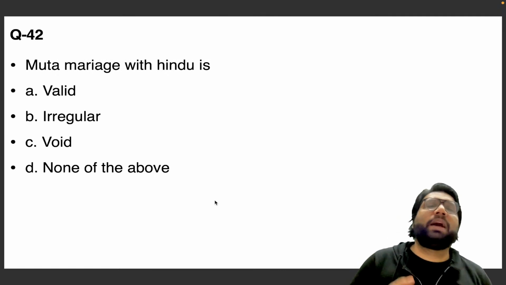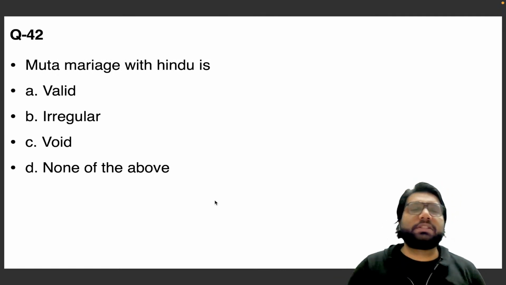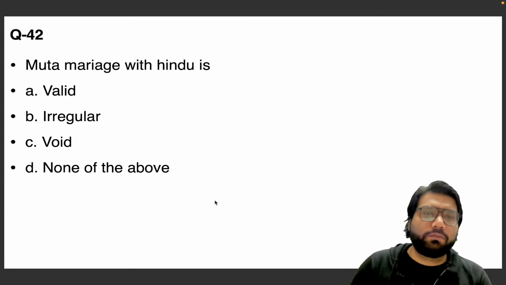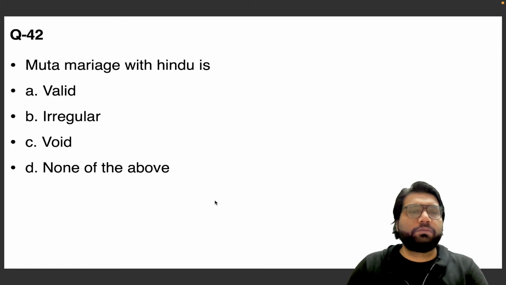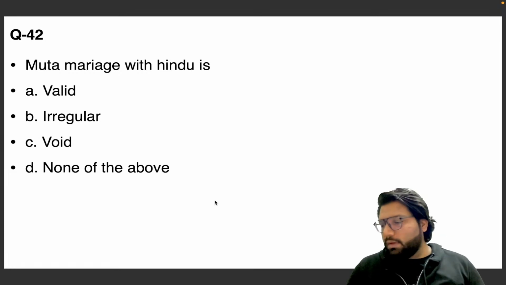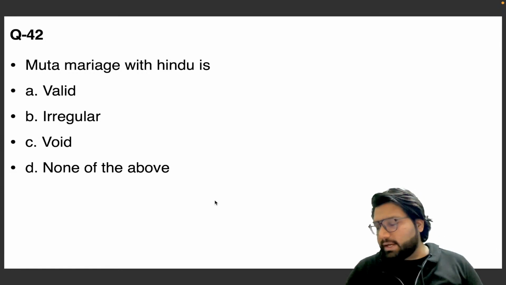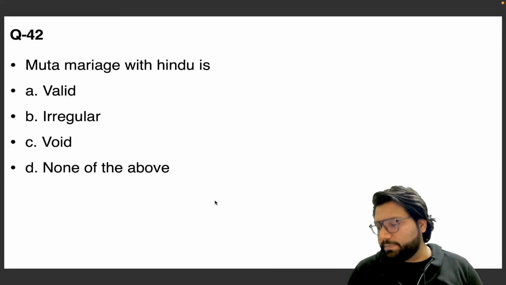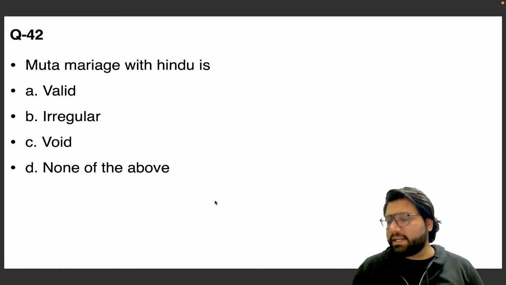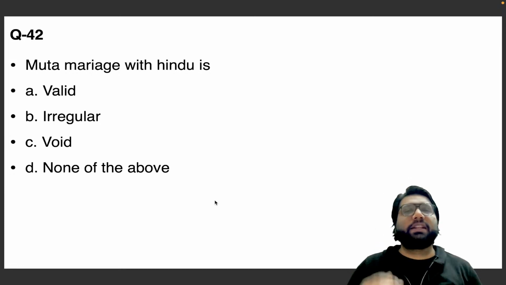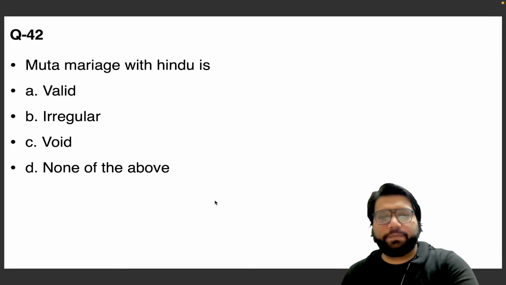If there is a muta marriage with a Hindu, what is going to be the status of that marriage? First one to answer correctly, Kanika, followed by Natasha. And C is the correct answer. Hina, Ayush, Vandana, everyone's answer is correct. That is void marriage.